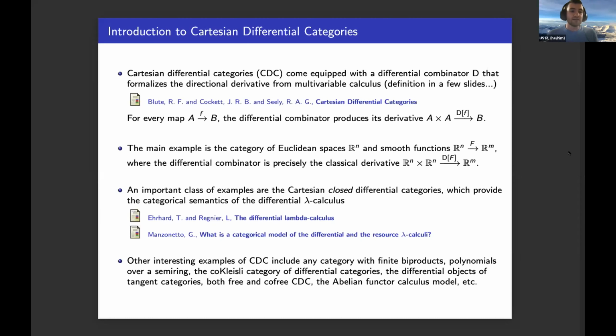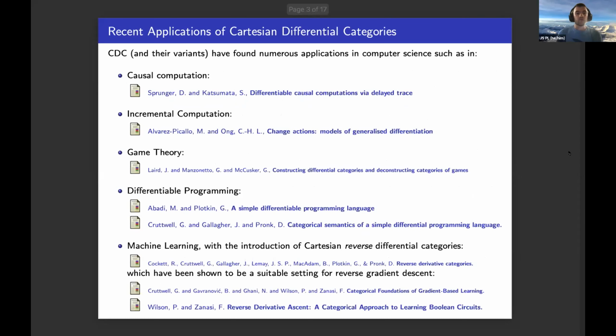But the cool thing is that CDCs and their variants have found numerous applications in computer science recently. So for example, you have work in causal computation by Sprunger and Katsumata. You have work in incremental computation by Alvarez-Picallo and Ong. Game theory by Lard, Manzonetto, and McCusker. And differentiable programming by the work of Abadi, Plotkin, Cockett, Gallagher, and Pronk.